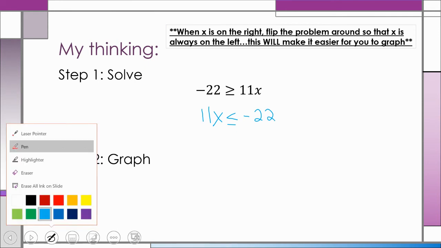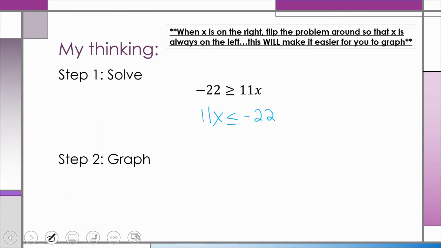All right, this one's a little bit different because the x is attached to the 11. If you guys remember from yesterday or Monday, that's called a coefficient. So remember, it's being multiplied together. So the opposite of multiplying is dividing. So we're going to divide both sides by 11. And some of you guys have used the multiplicative inverse. That's fine as well. All right, so 11 divided by 11 is 1, which gives me x is less than or equal to, and then negative 22 divided by 11 gives me negative 2.